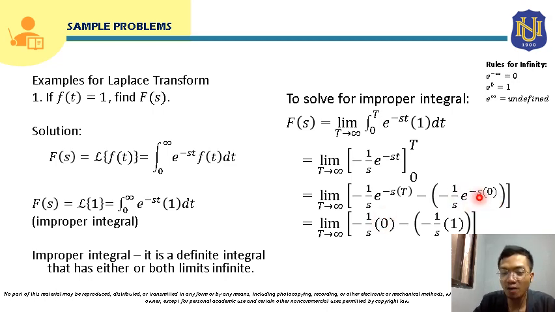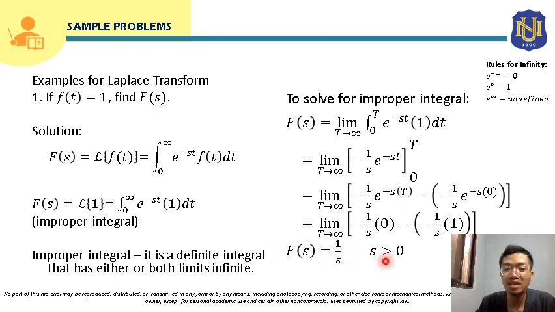For e raised to negative s times 0, that will be e raised to 0, and we know that e raised to 0 is actually 1. So we substitute 1 here, and this becomes negative 1 over s times 1. The first term, negative 1 over s times 0, will just be 0, while for the second, negative times negative will be positive. So that will become positive 1 over s. That is now the value of this evaluation, 1 over s.